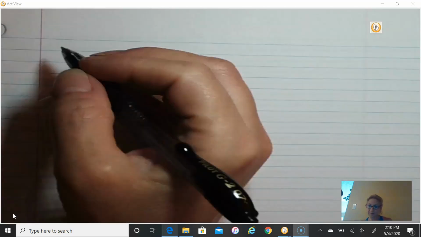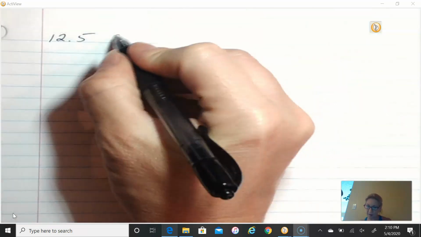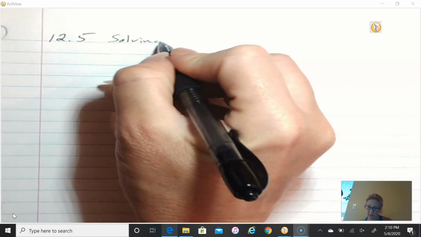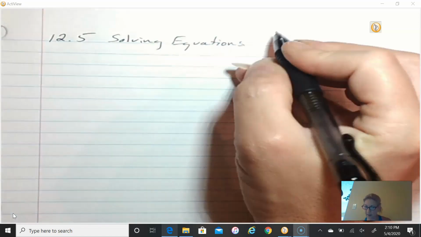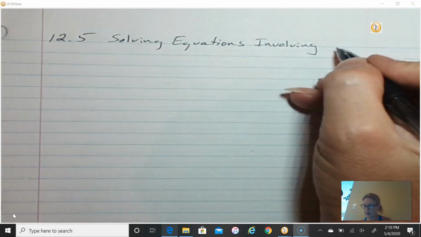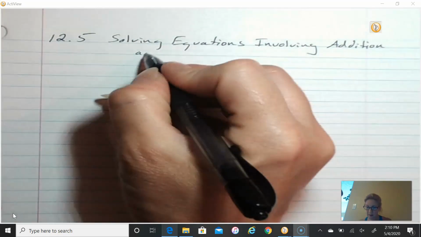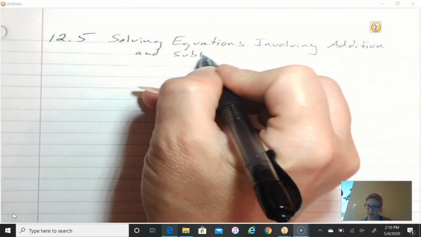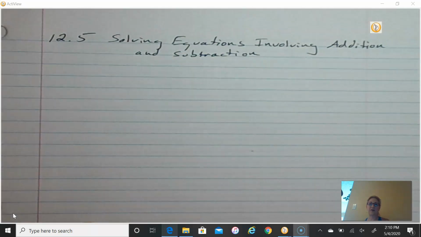Okay, we're doing today 12.5, solving equations involving addition and subtraction. Okay, solving equations involving addition and subtraction.